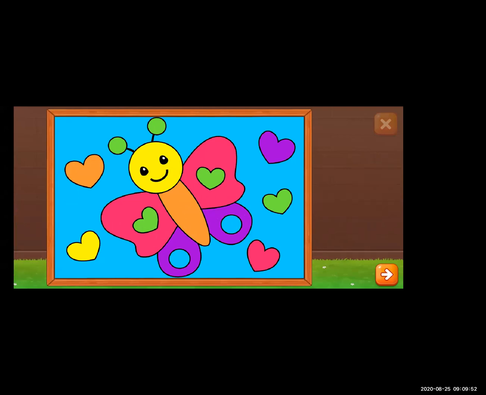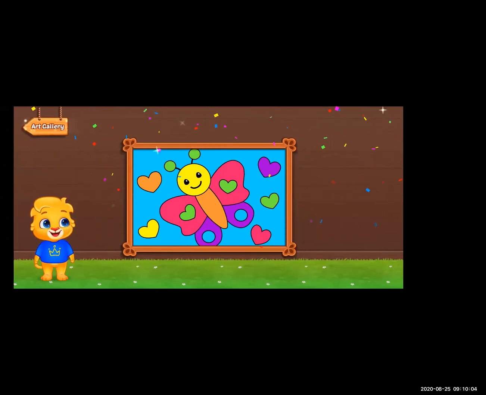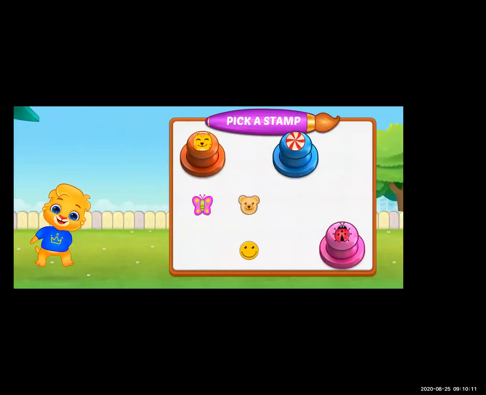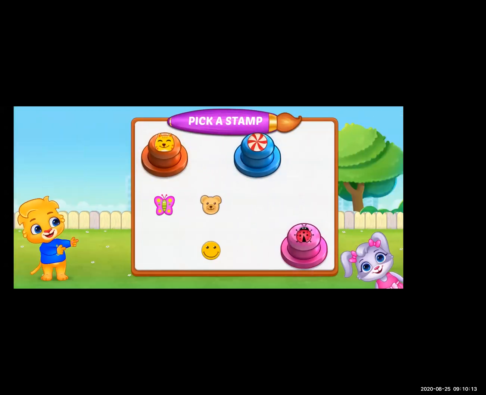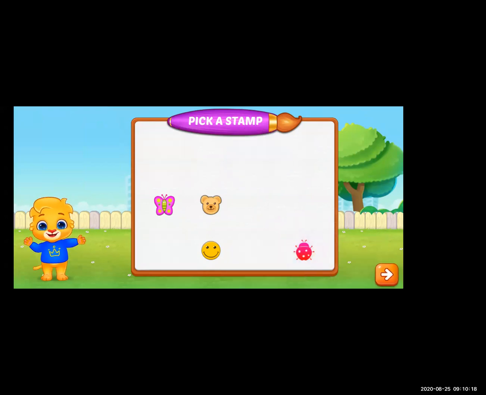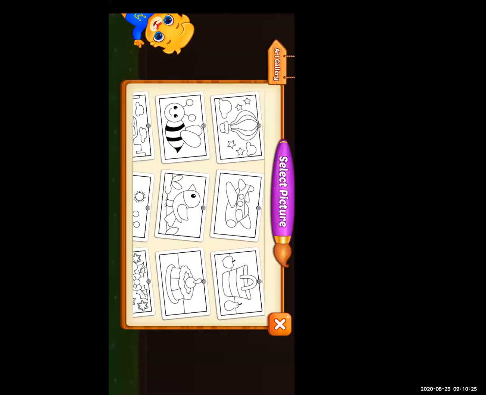Do you like the butterfly, students? Yes. Our colorful butterfly is ready now. Now let's go further. Now see what gift you will get. See, very nice butterfly we have colored. Now you will get one stamp. Yes. Now students, I will give you today's homework. Okay?